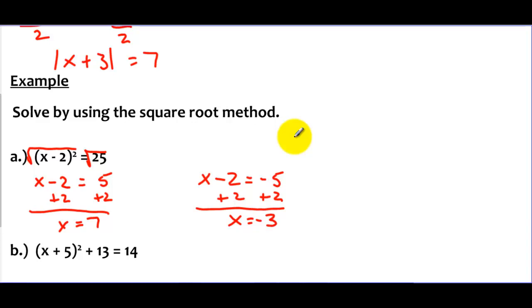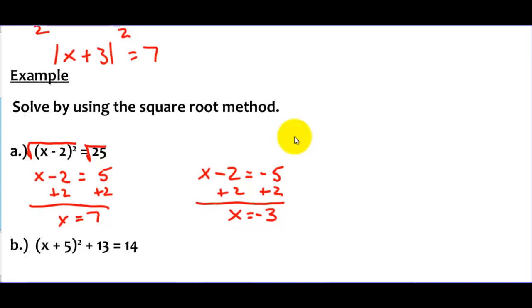We've been getting 2 answers on all of these quadratics, but we're using a slightly different process because there's a squared with stuff inside of it.